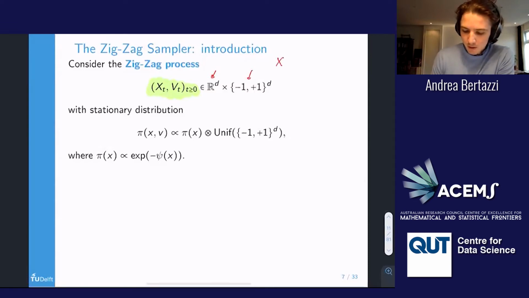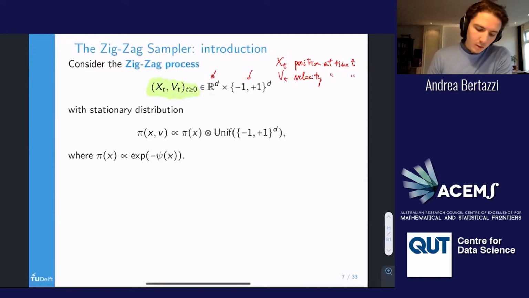And then we will have basically that x_t is the position at time t, while v_t is the velocity at time t. So basically we have these two components of our process. And as we see, the velocity lives on {-1, +1}^d. So we restrict the components of the velocity to be either minus or plus 1. And in particular, we can enforce that this is a stationary distribution.